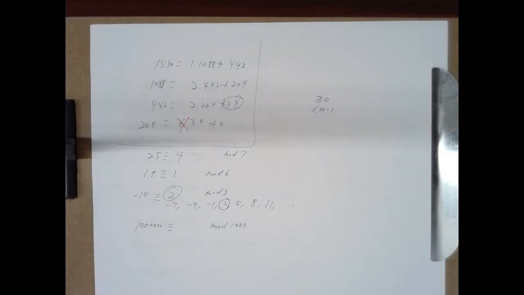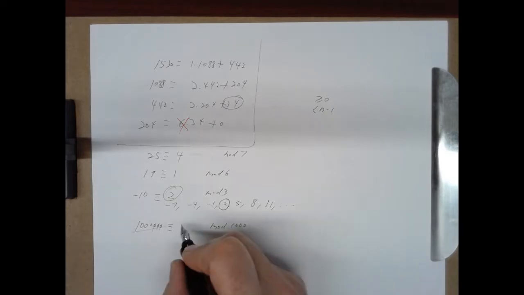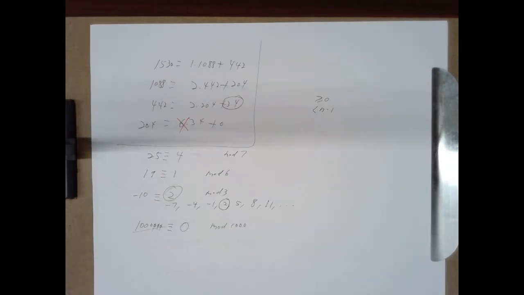So 10 gazillion is congruent to what modulo 1,000? Well, you don't have to work too hard to divide this by 1,000. Boom, boom, boom. It goes in an even number of times. This is congruent to 0. In other words, it's divisible by the modulus, 1,000 in this case.